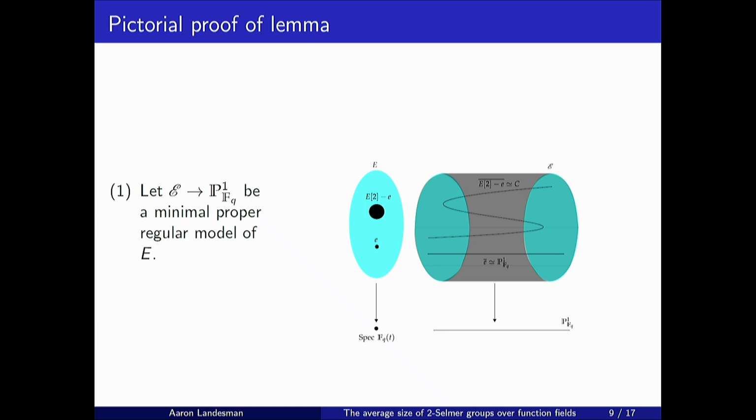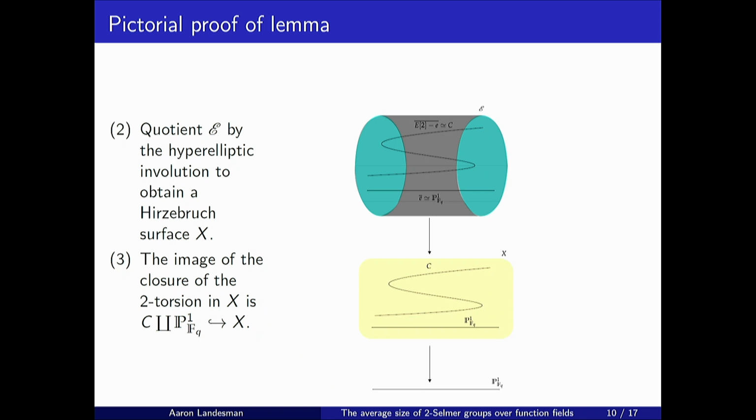So start with our elliptic curve over a function field, and then spread it out to something over P1. You can take the minimal proper regular model, which in this case is a smooth proper surface over P1 over Fq, which is minimal in a certain sense. And when you spread it out, you also have the two torsion of the elliptic curve. So there's the identity section, the identity point of the elliptic curve, and there's a degree 3 non-trivial two torsion scheme. When you spread it out, this degree 3 scheme becomes a degree 3 cover of P1, and the identity section becomes a copy of P1.